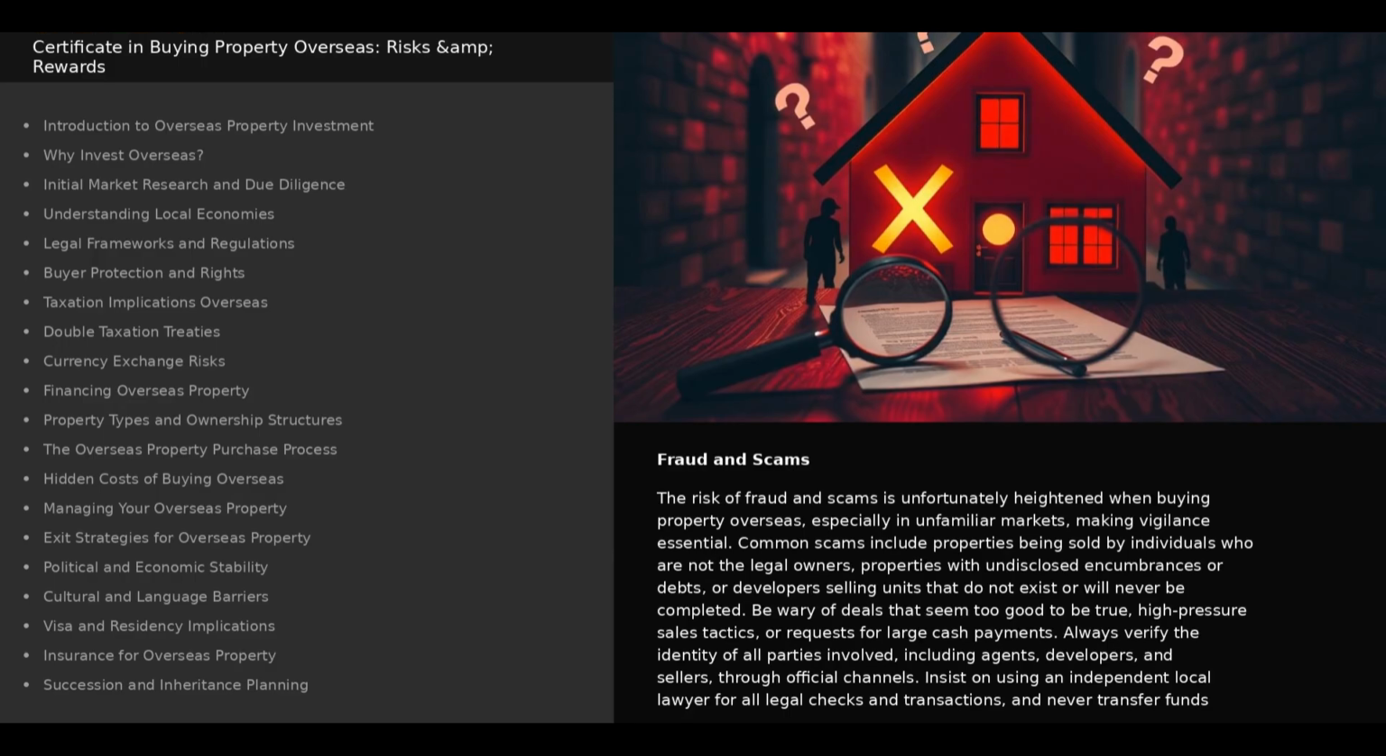Always verify the identity of all parties involved, including agents, developers, and sellers, through official channels. Insist on using an independent local lawyer for all legal checks and transactions, and never transfer funds without their explicit approval. Avoid relying solely on online information, conduct physical visits, and verify all documentation. Educate yourself on common local scam tactics. Protecting your investment from fraud requires meticulous due diligence and a healthy dose of skepticism. Trust your instincts and seek expert advice.